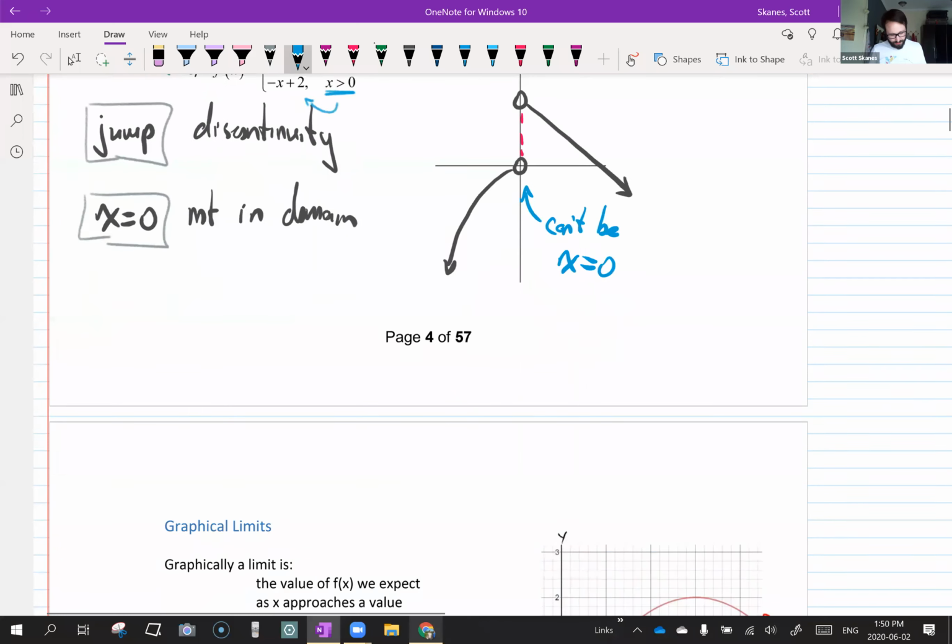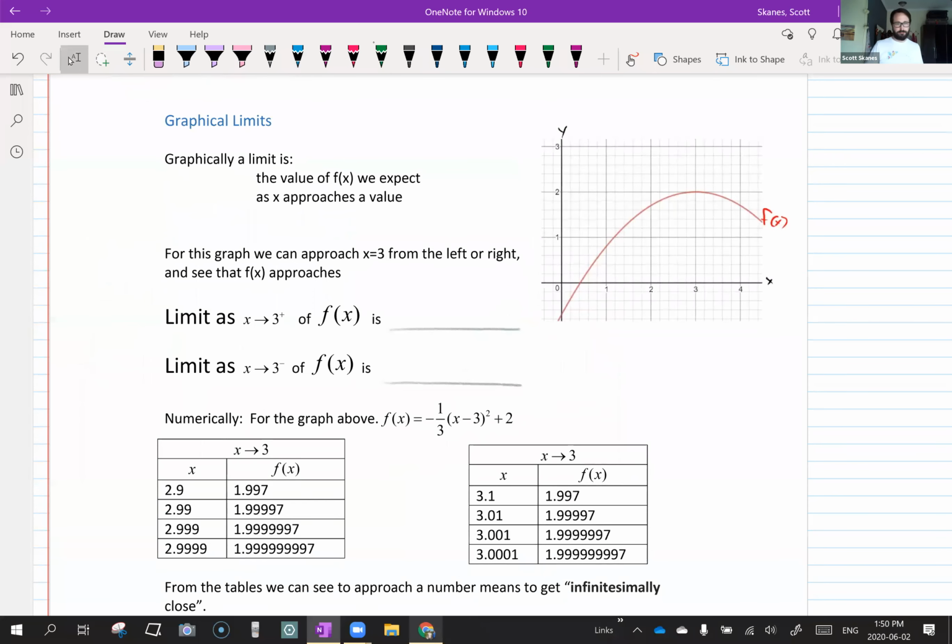So those are our 3 types. Let's look at our graphical limits. In this case, it says graphically, which means using a graph. What is a limit? Well, it says it's the value of the function we expect as x approaches a value. That sounds a little bit crazy, so let's make it more specific. It says, for this graph, we can approach x equals 3 from the left or right.